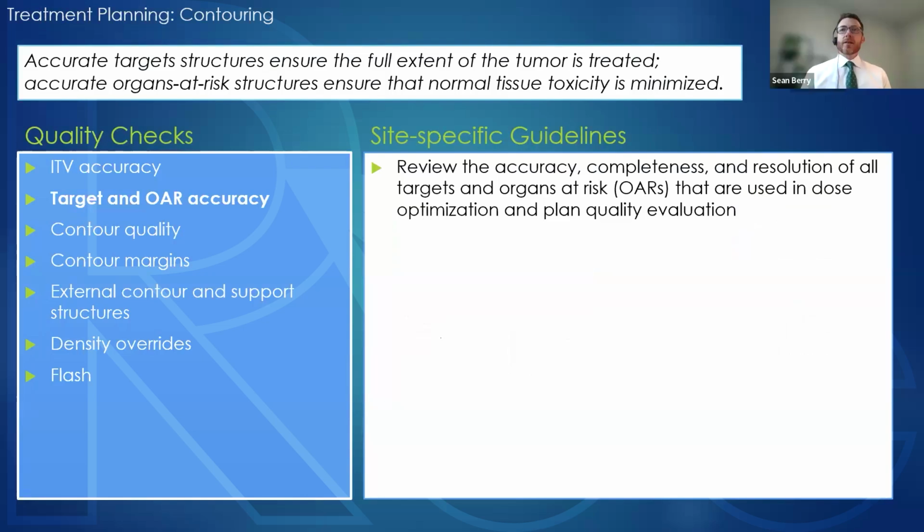So the next thing is target and OAR accuracy. It's essential to understand that if a target's not drawn, it's not part of your plan. So not only do you need to verify that the contours are drawn accurately and completely, but it's also important, as you're looking at the scan, to ask yourself, does everything that I care about in this scan, has it been included in a contour?